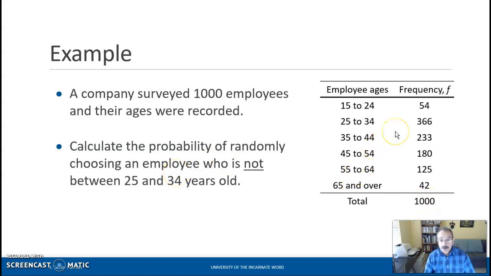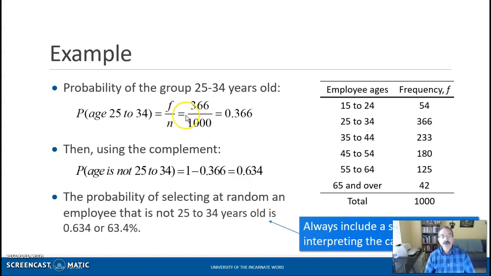You can also see intuitively that I can subtract 366 from 1,000 and divide that difference by 1,000, and that will give that probability. Now, in the spirit of the probabilities, another way to do it, which is equivalent, is to say, okay, I want to calculate the probability of this group. So that's 366 over 1,000. That's the probability that an employee will be in the age group of 25 to 34, and that's 0.366.